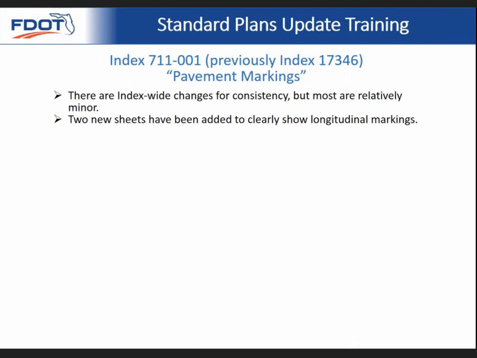Index 711-001, previously Index 17346, pavement markings. There are index-wide changes for consistency, but again, most of these are relatively minor. Two new sheets have been added to clearly show longitudinal markings.